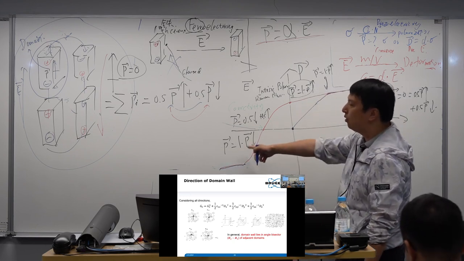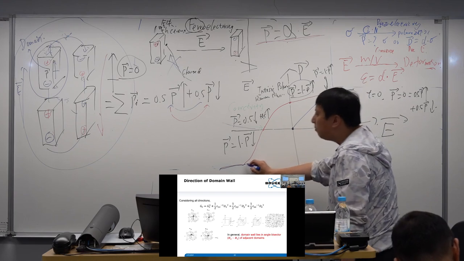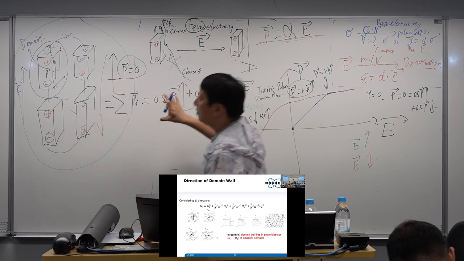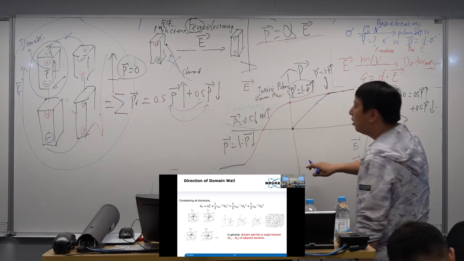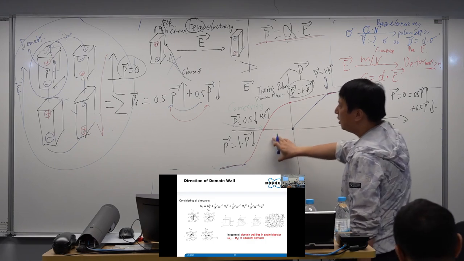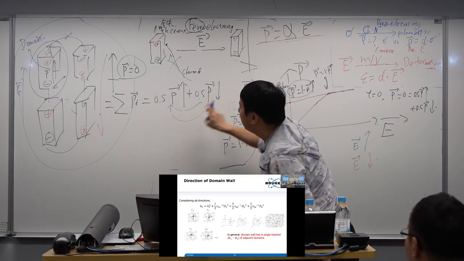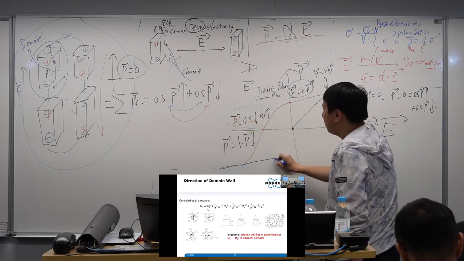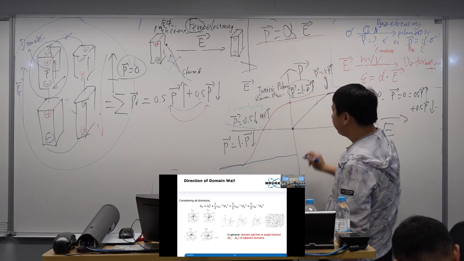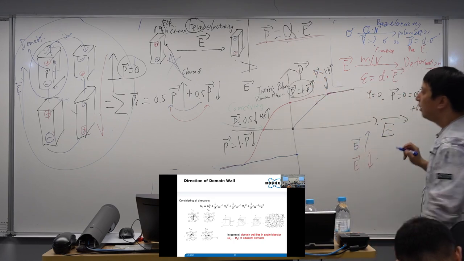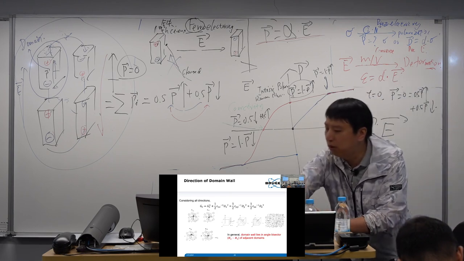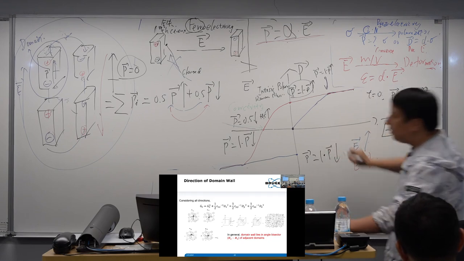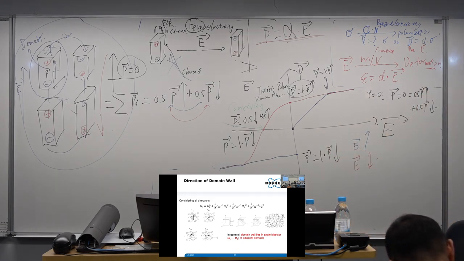Okay, at this point, it's still 100%. Then I keep increasing the electric field, but the direction of my electric field is still facing down, it's still negative. So I cannot change the direction from facing down to facing up. So I can only reduce the polarization following this equation until I reach these points. At these points, the polarization is totally facing down, 1 times facing down.